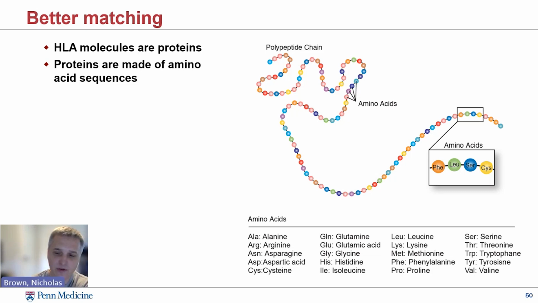I'm showing just an example of a protein, and you can see the different amino acids that are made in there. And we're saying, all right, can we, instead of looking at the entire antigen, start looking at these individual amino acids and find if some of those amino acids are more important to be matched than other amino acids?